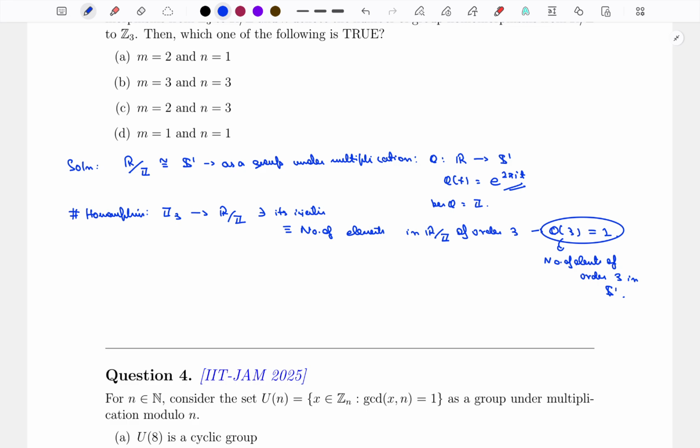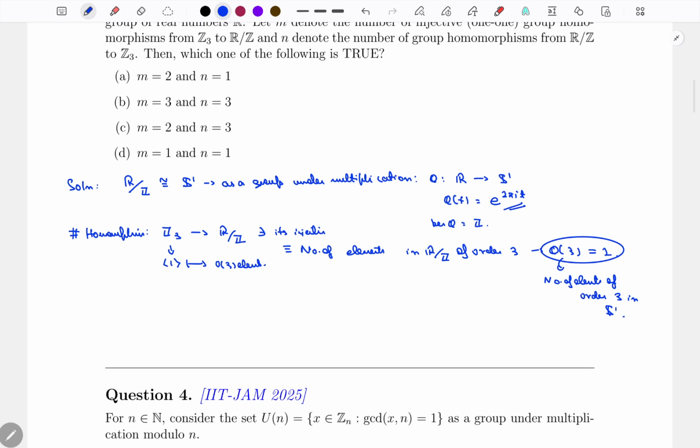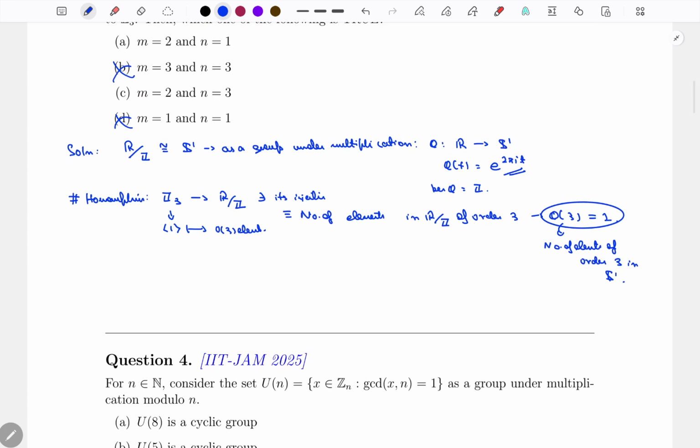So the number of elements will be the number of homomorphisms, because you can take the generator here and map it to the order 3 elements here. So M has to be 2, so therefore these two cancel out. The number of homomorphisms from R mod Z to Z3.